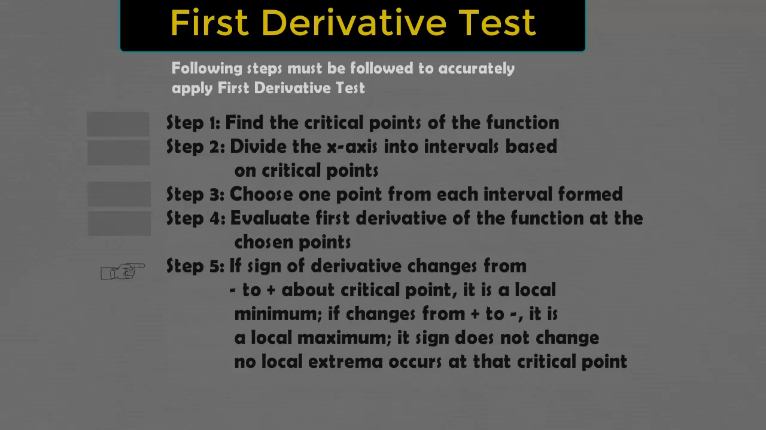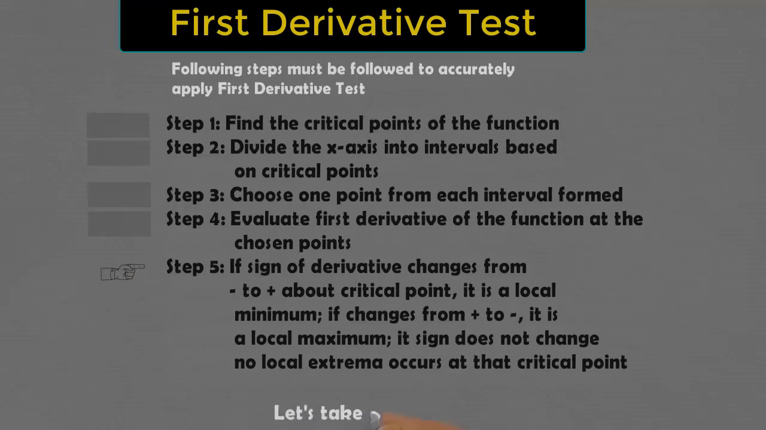If the sign of the derivative changes from minus to plus about a critical point, it means that a local minimum value of the function occurs here. And if the sign of the derivative changes from plus to minus, it means a local maximum value of the function occurs here. And if no sign change occurs about a critical point, neither a local maximum nor a local minimum value of the function occurs at this critical point. So that's how the first derivative test can be used to find local minimum or local maximum value of the function.